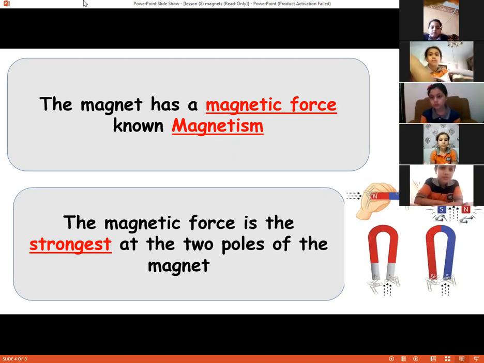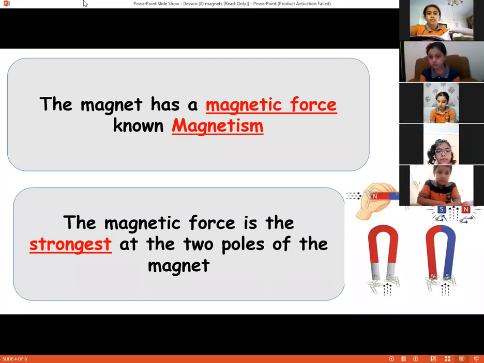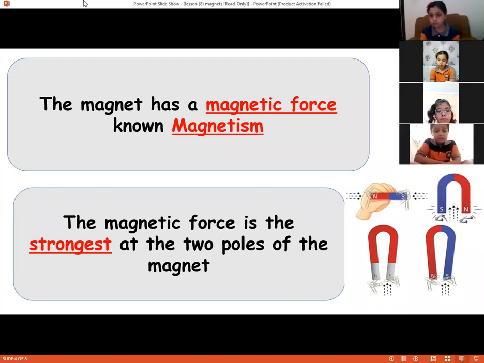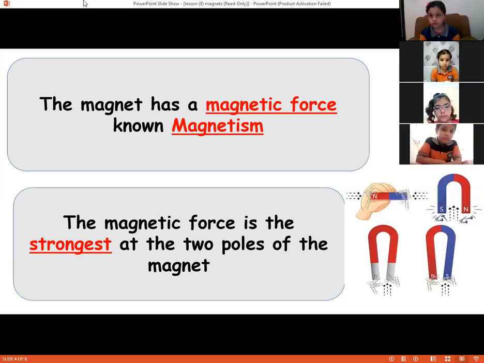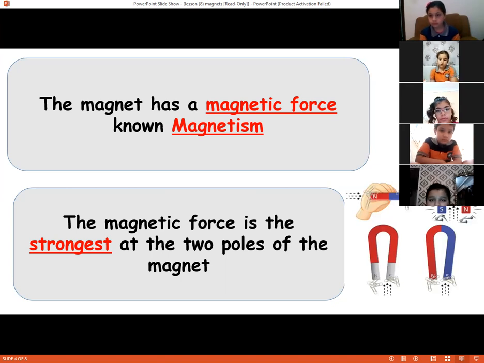The magnet has what? Magnetic force. This magnetic force, it's called magnetism.